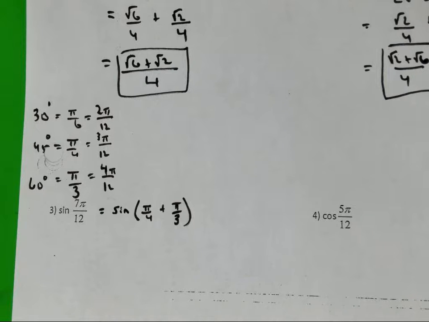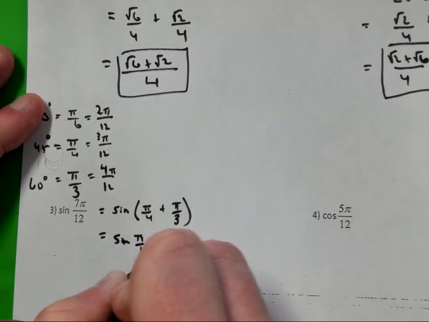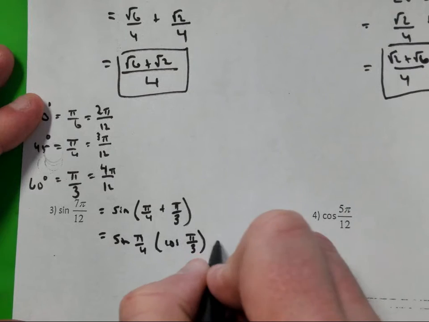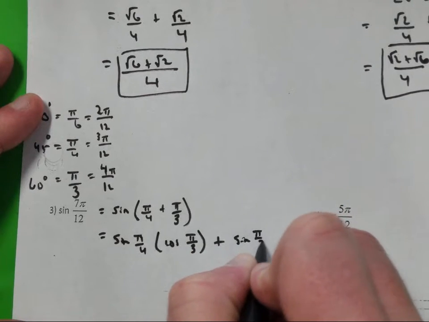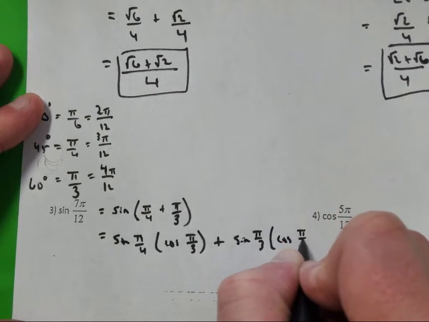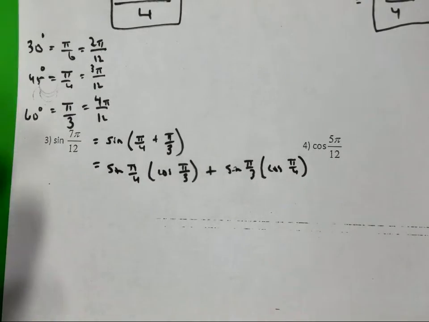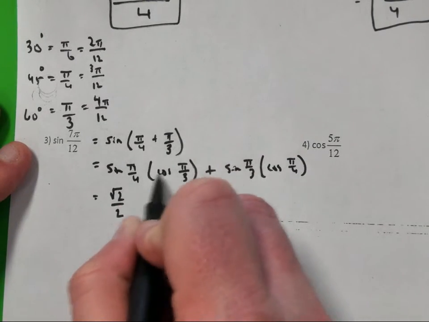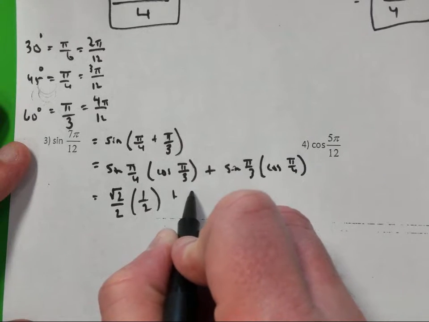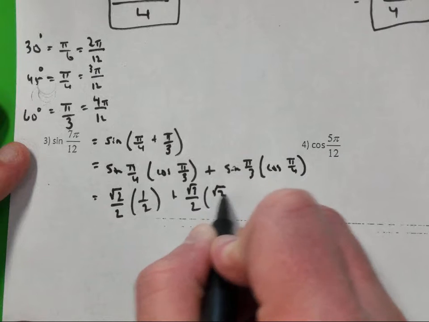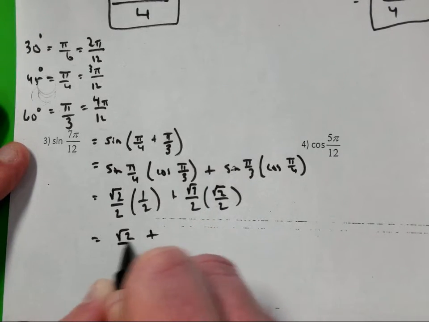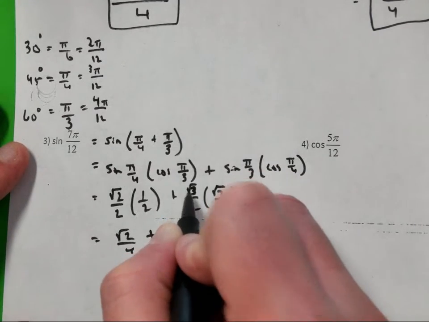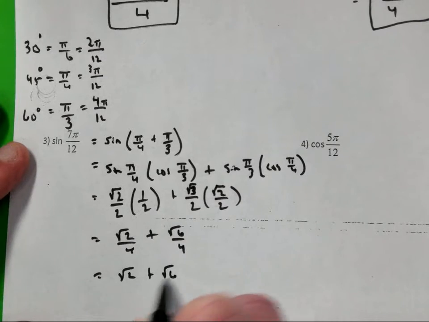We good, Derek? Okay, now, I'm going to use my sine formula right here. Sine of pi over 4 times the cosine of pi over 3 plus the sine of pi over 3 times the cosine of pi over 4. What is sine of pi over 4? Cosine of pi over 3. Sine of pi over 3. Root 3 over 2. Cosine square root of 2 over 2. Once again, you get square root of 2 plus square root of 6 over 4.